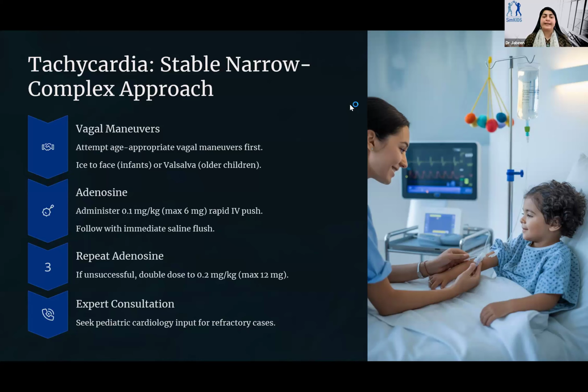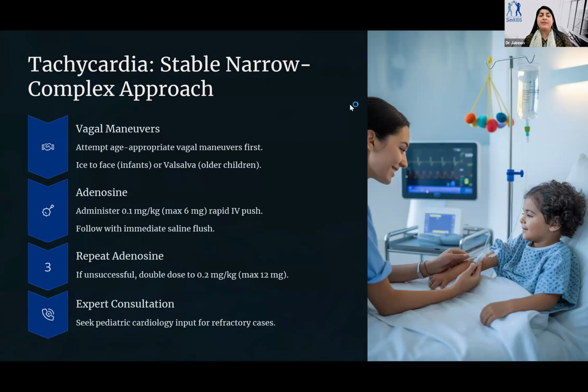Sometimes it is so short-lived that monitors are not able to capture. So what our cardiologists recommend while you are doing it is a continuous ECG strip that should be printing, so they can see on the ECG whether even a very minimal response to adenosine has happened or not. And definitely, if your patient becomes unstable and is not responding, you need an expert consultation.